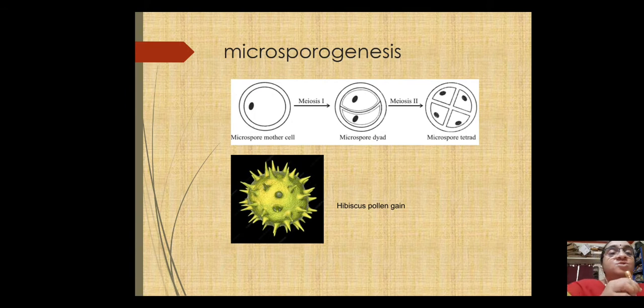Now just look into how the microspore mother cell, or pollen mother cell, divides by meiosis 1 and then meiosis 2 to form the microspore tetrad. What is a microspore? A microspore is nothing but a pollen grain, and the diagram beneath shows a hibiscus pollen grain. You are able to see some thorn-like extensions, isn't it? The outer wall of the pollen grain, that is the exine, can show these kinds of things, and the study of pollen grains is a small branch of botany called palynology.